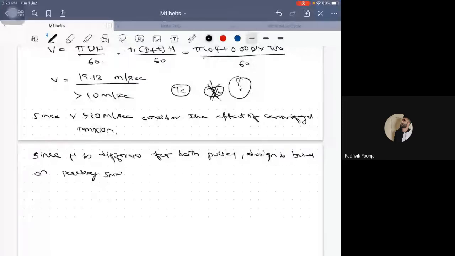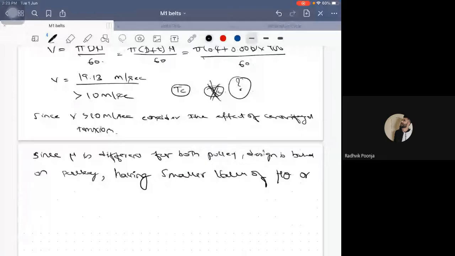Please adjust. Whichever is based on the pulley having the smaller value of mu theta or e to the power of mu theta.